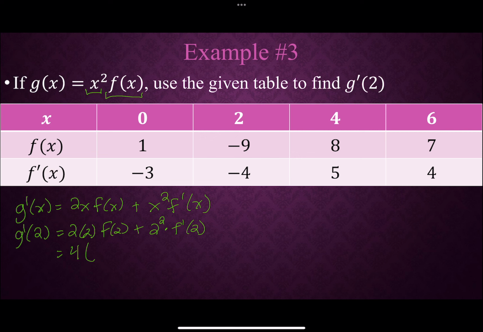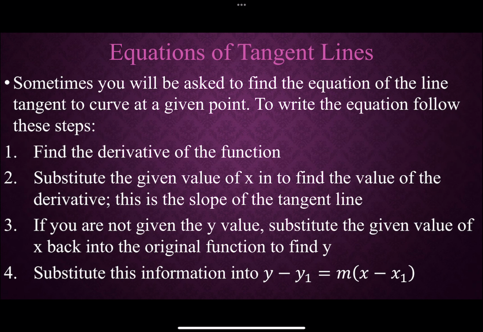So we get 4 times f of 2, which is negative 9, and then we get 4 times f prime at 2, which is negative 4. We get negative 36 minus 16, which is negative 52. And again, this represents the slope of our function, because we had talked about the tangent line problem and how the derivative represents the slope of the tangent line. So this negative 52 would be the slope of the tangent line to this g of x function at the x value of 2.